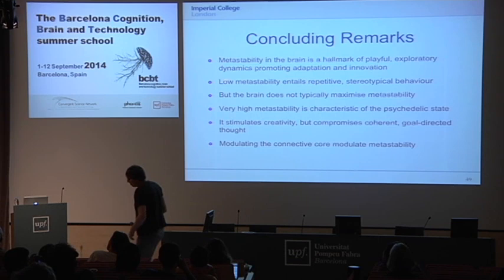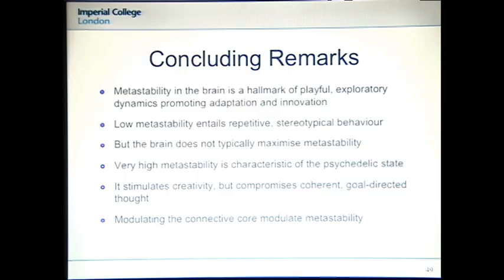So just my concluding remarks. The working hypothesis for a lot of my work at the moment is that metastability in the brain is a hallmark of playful exploratory dynamics which promotes adaptation and innovation. There's a whole high-level talk to give on why I think that's important. Low metastability, I think, tends to entail repetitive, stereotypical behavior. In fact, what I think the work on psilocybin has shown is that the normal brain doesn't actually maximize metastability. Psilocybin tends to increase it.